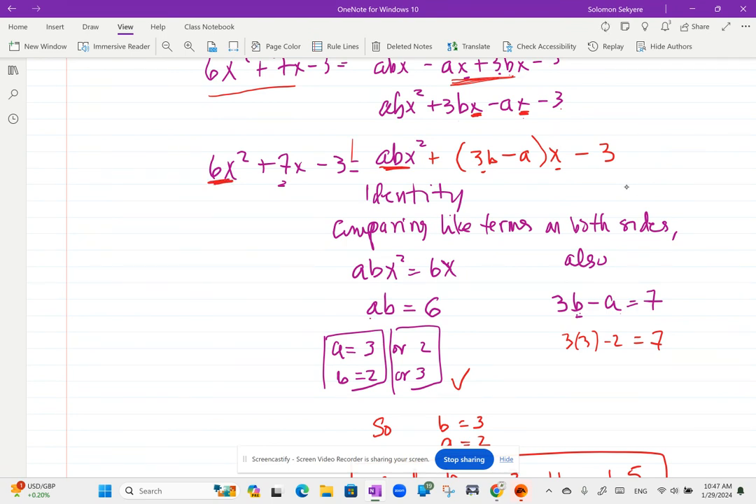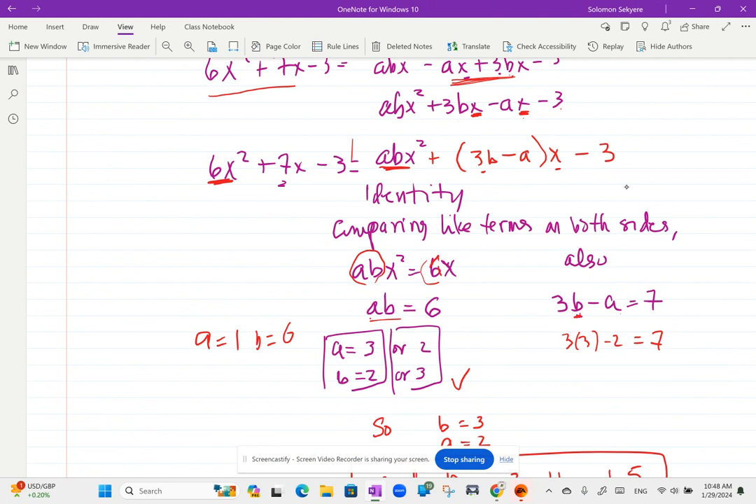That means AB, this part here, AB equals 6. This is a 6, not a B. AB equals 6, right? What does that mean? A could be 3, right? And B could be 2, or A could be 2, B could be, we don't know. Or we can even have A equals 1 and B equals 6. All sorts of combinations. But which one works? Okay, you look at it. The one that works is when b equals 3 and a equals 2.